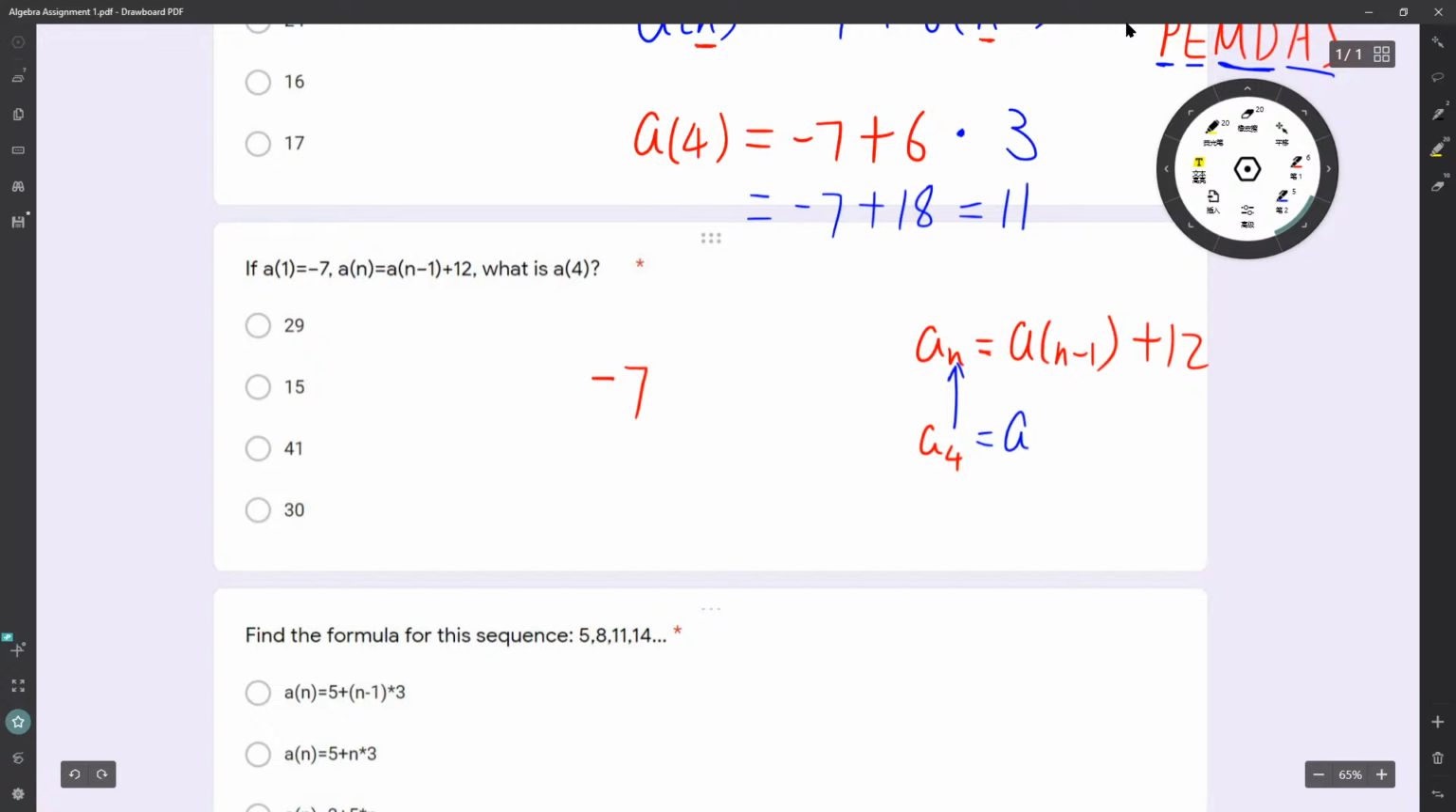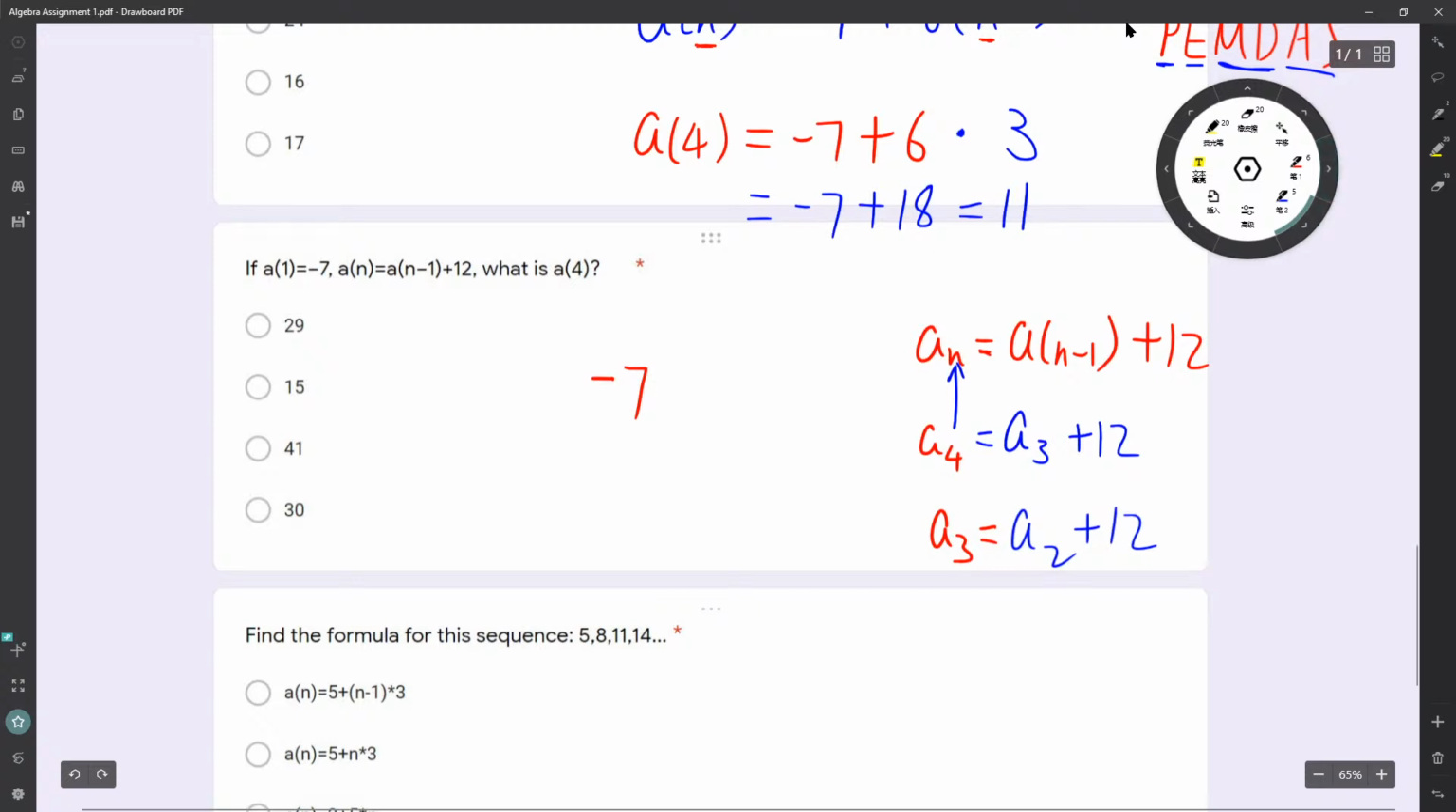So therefore, A4 equals A of 4 subtract 1, which is A3, plus 12. So, okay, we know that the fourth term is the third term plus 12. Then we need the third term. How do we find out the third term? If we look for the third term, that means n is 3. And that equals A3 subtract 1, which is A2, and then plus 12. So I see what's going on, right?